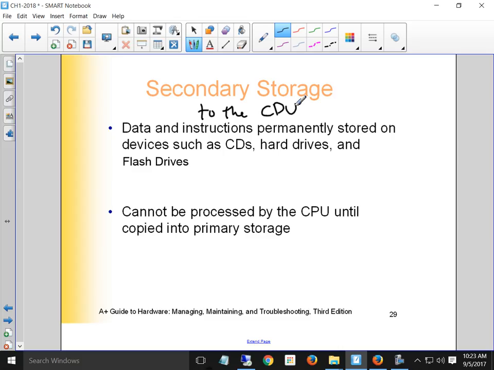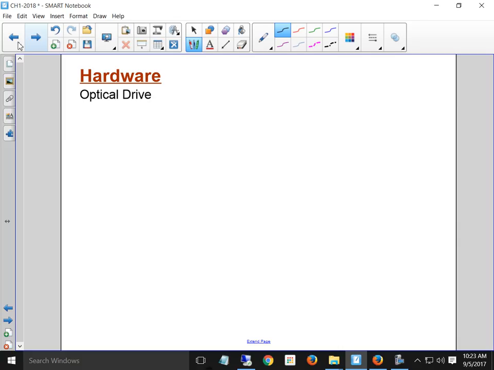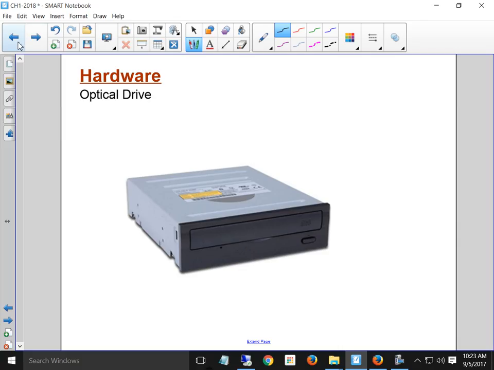The motherboard has to move information from there to primary storage, which is our RAM, in order for the CPU to use it. Okay. So we already talked about one of those secondary storage devices, which was the hard drive. We already finished talking about that. The next one that we just got to was the optical drive, and that's where we stopped last class. So it's still the same thing. It's still considered secondary storage.